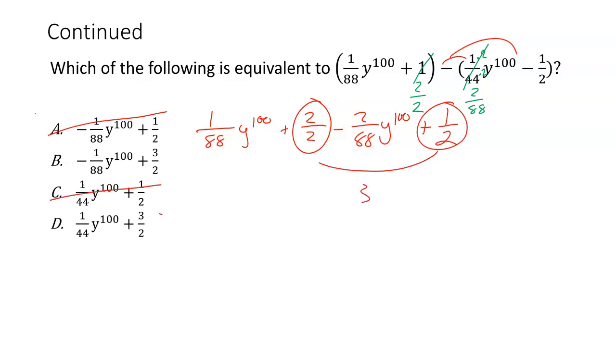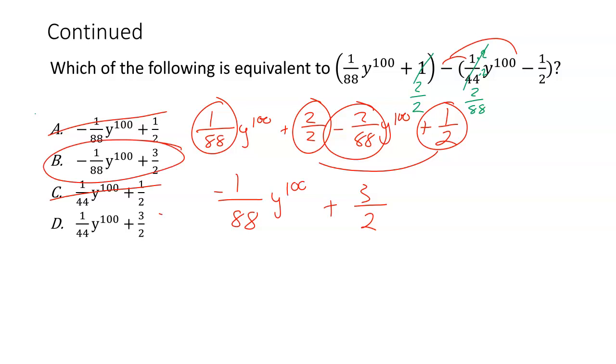That combines to 3/2. And then the y to the 100th, again, that's just there to freak you out. You're not doing anything with it. It's like terms. You're combining like terms. It's the same as if you had y squared. You're adding your coefficients. So if we've got 1/88 minus 2/88, that's -1 over 88. That just follows. B is our option.